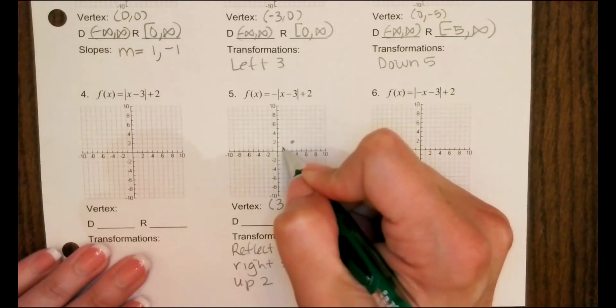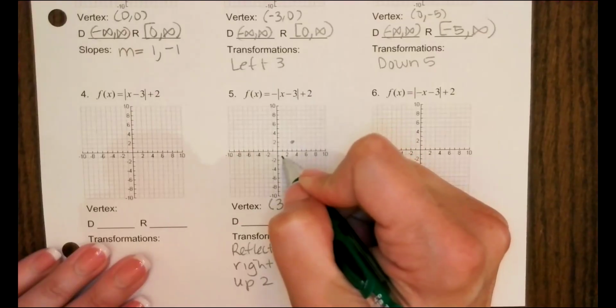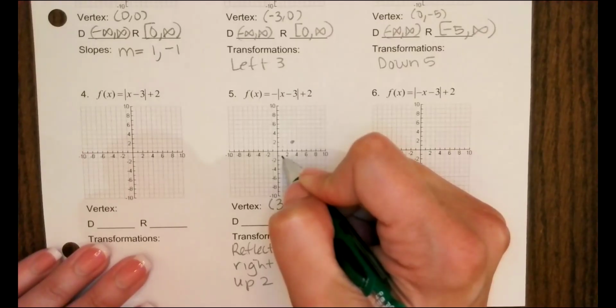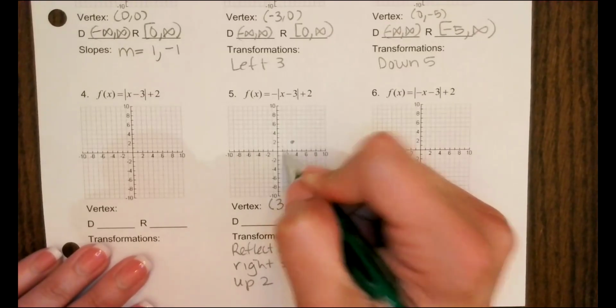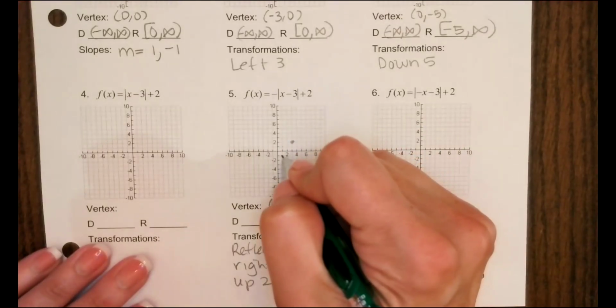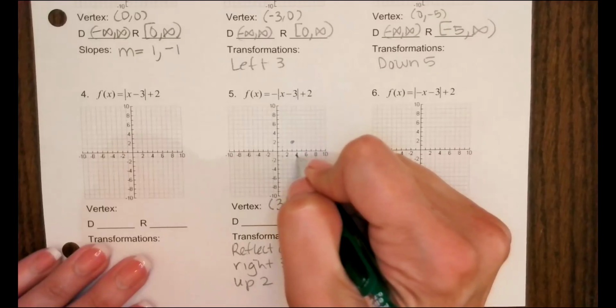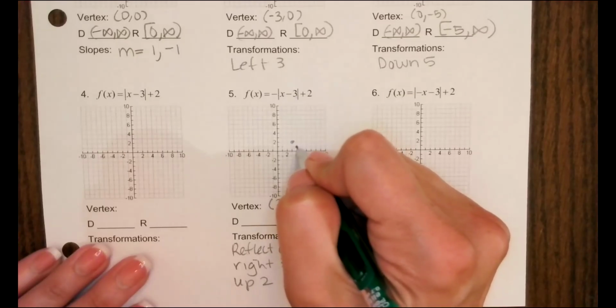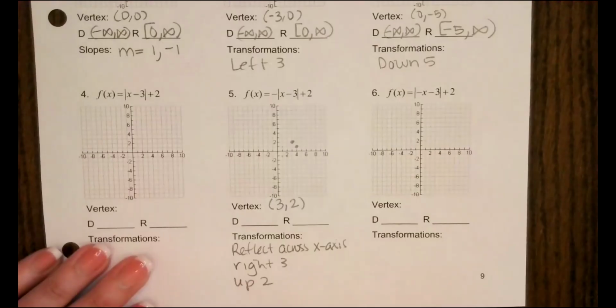The first transformation I do is reflected over the x-axis. You have to do reflections first, then stretches and compressions, then the horizontal movements and the vertical movements. You do have to go in that order or it's going to mess you up. So 1, 1 reflects over the x-axis, then it goes to the right, 1, 2, 3, and up 1, 2. And so there's my next point.